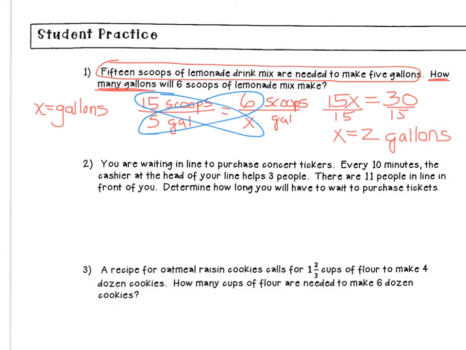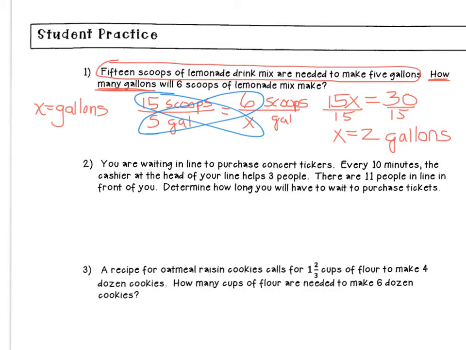You are waiting in line to purchase a concert ticket. Every 10 minutes, the cashier at the head of your line helps 3 people. There are 11 people in line in front of you. Determine how long you will have to wait to purchase tickets.